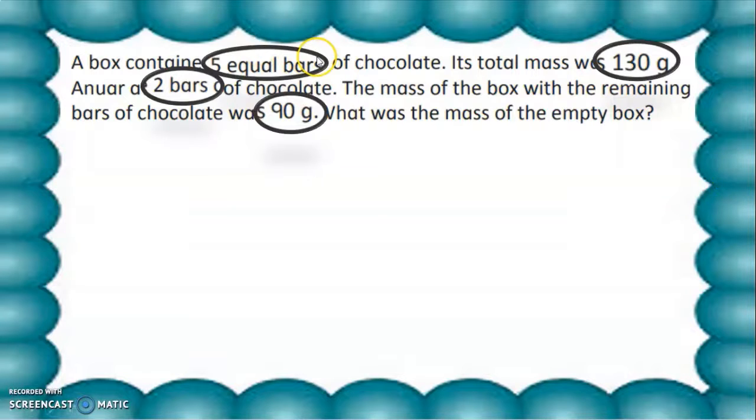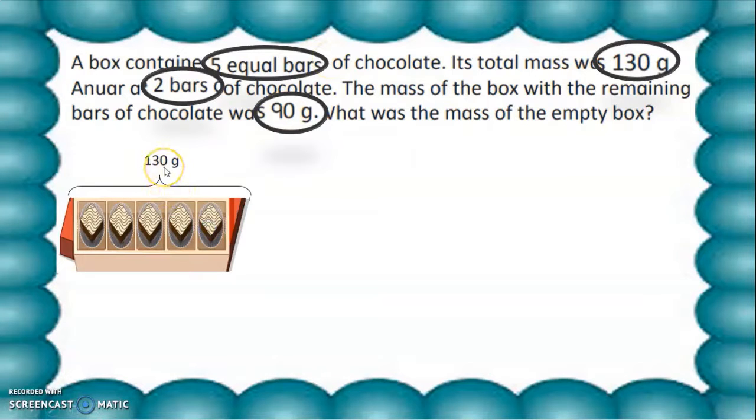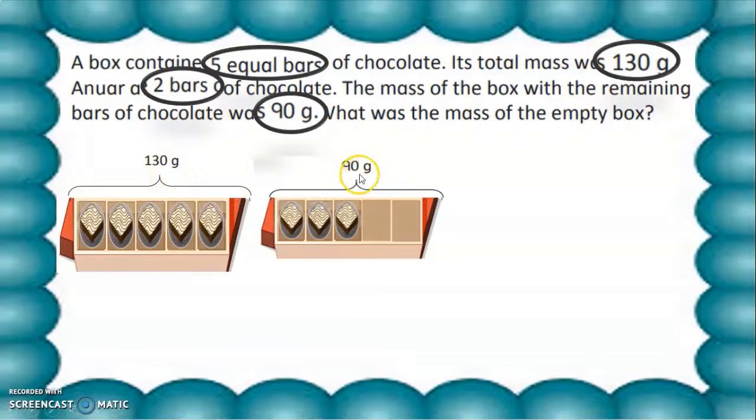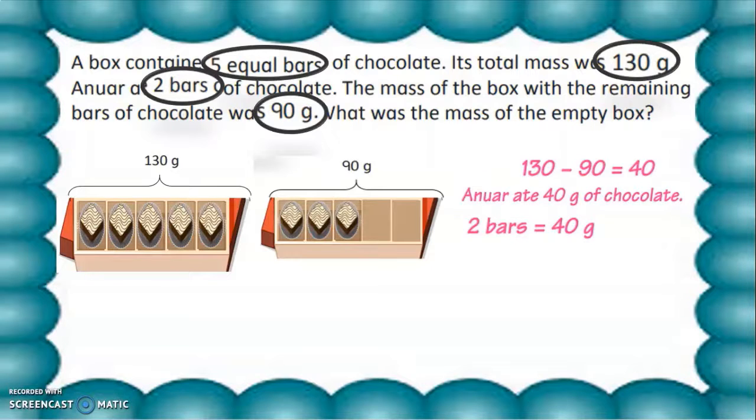So the 5 equal bars of chocolate together with the box, we have 130 grams. If Anwar ate 2 bars, it will become 90 grams. So we are missing the 2 chocolates. How are we going to find the mass of the empty box? Here, we can find out how many grams Anwar ate. How are we going to find this? We're going to subtract: 130 minus 90 is equal to 40. It means the 2 bars of chocolate is 40 grams.